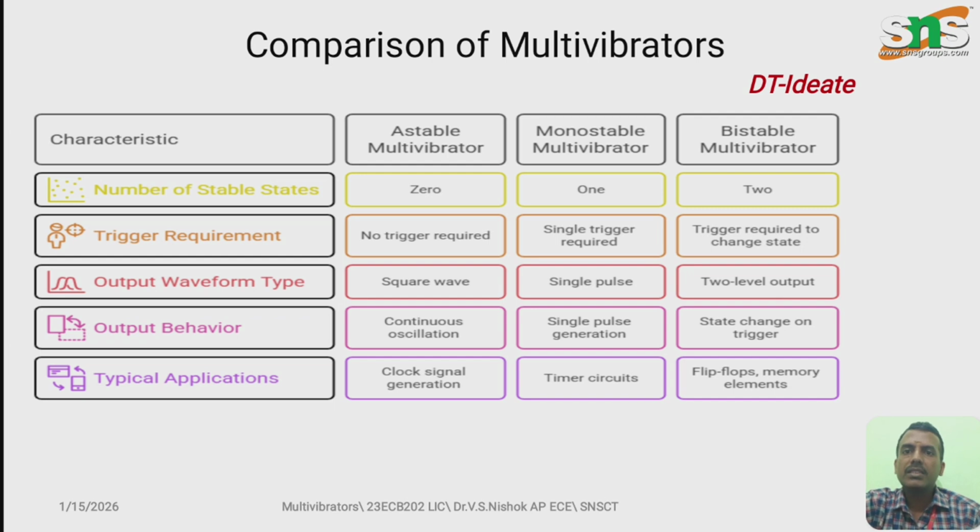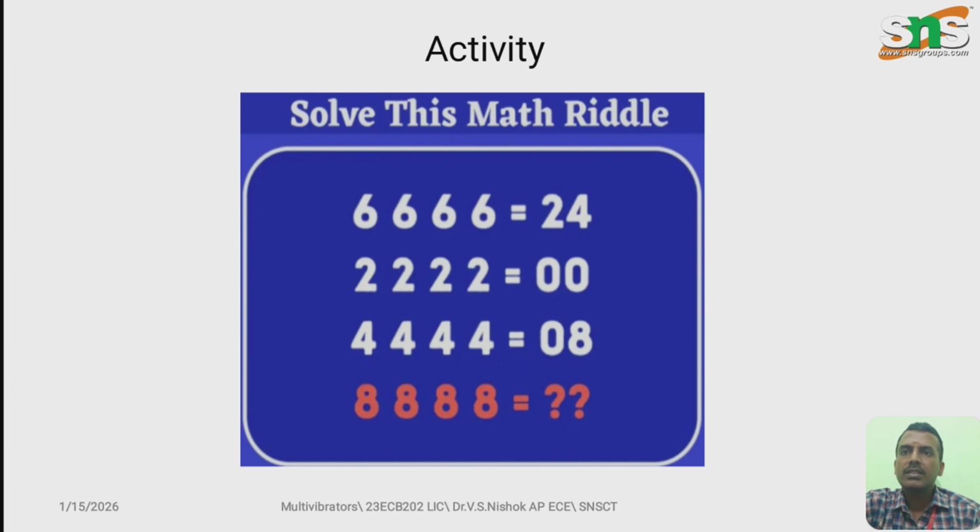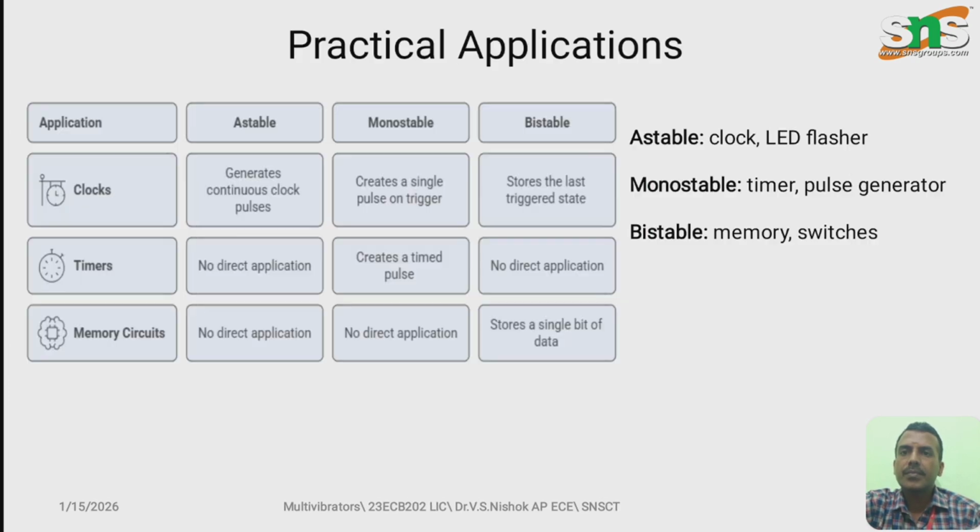And coming to the bistable multivibrator, which has two stable states, only by giving the trigger signal, it moves from one stable state to the other stable state. So this is the comparison of the multivibrators, and this is the riddle for activity.